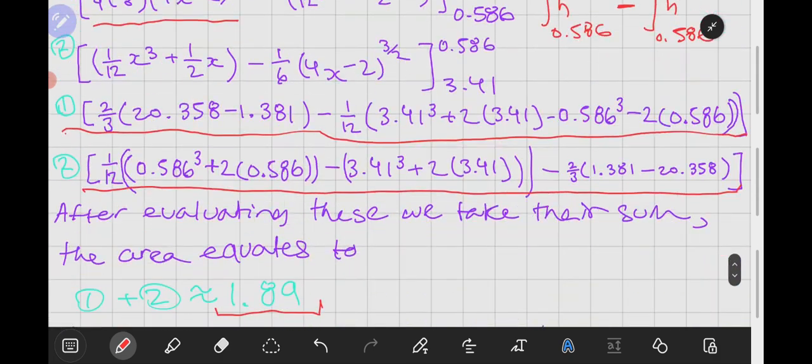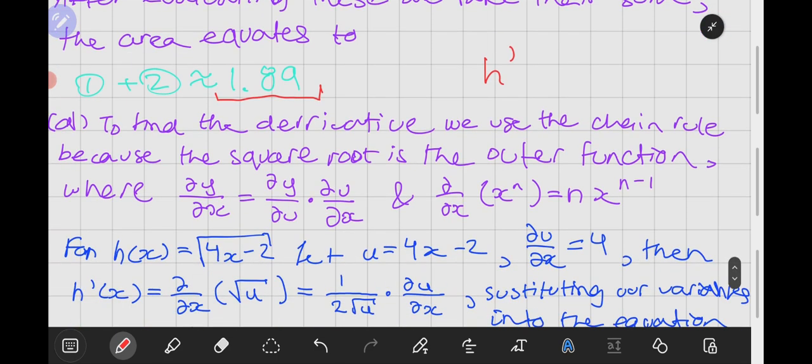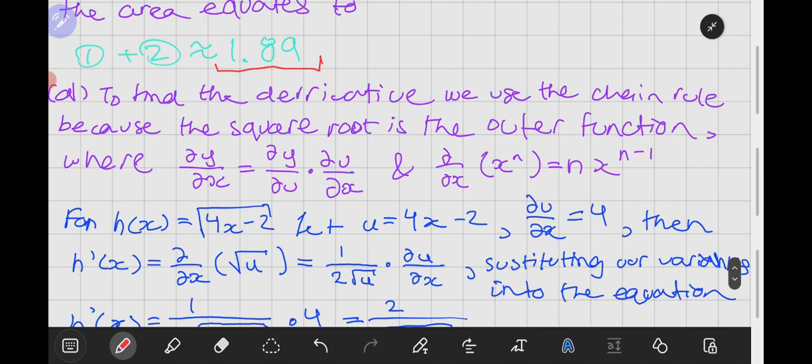Now for a final question, we're asked to find the derivative of h, okay? And to do that, the derivative, we have to use the chain rule because of our function being enclosed by a root. Okay, where for the chain rule we say for dy dx, we take dy with respect to du, y with respect to u, and then u with respect to x, okay?